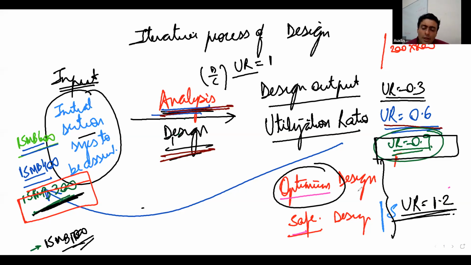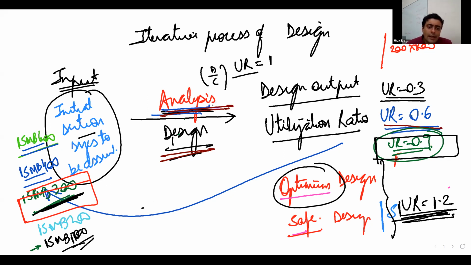If my UR is greater than 1, is it safe or unsafe? If my utilization ratio, when I take ISMB 100, is greater than 1, is it unsafe or safe? This time it is unsafe. We may allow uneconomic designs, but we can never allow unsafe designs. So if UR is 1.2, it's not allowed. What do we do? We go back and change the size. Let's say we change our size to ISMB 200.